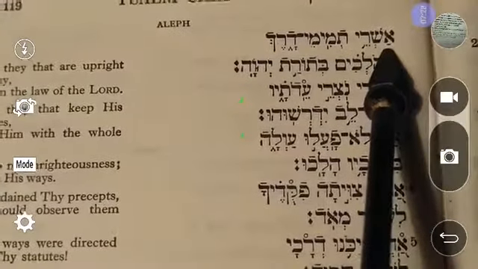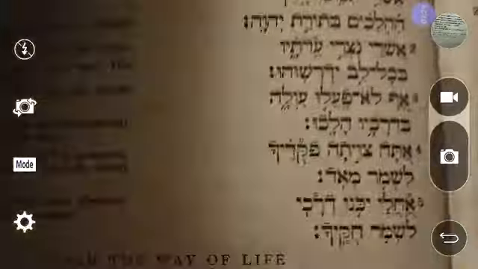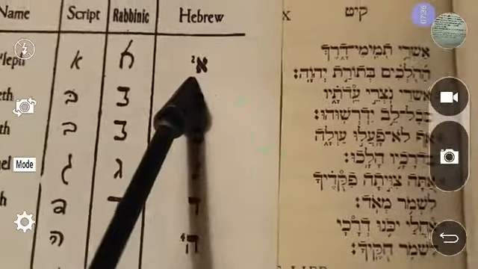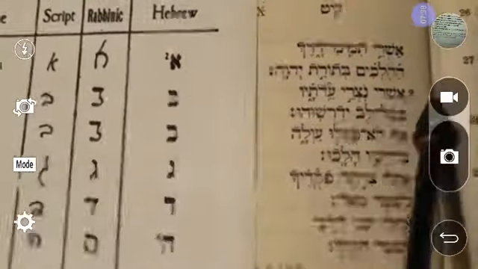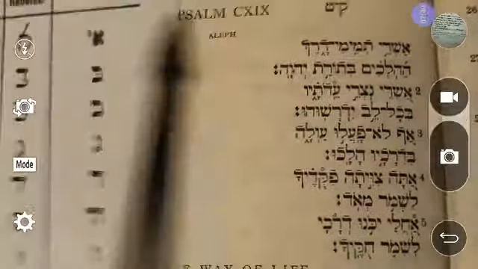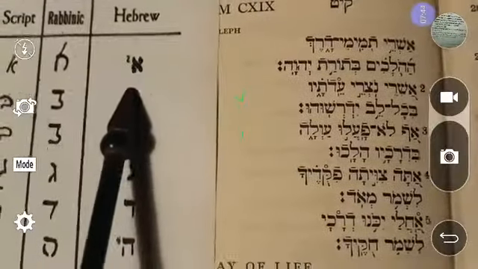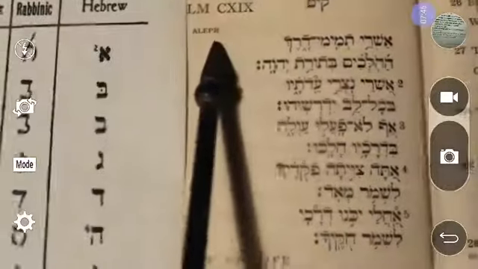That particular letter, Aleph. And so Aleph there, this is the same as what we have right here. Let's move this over right here so you can see this. You have Aleph.